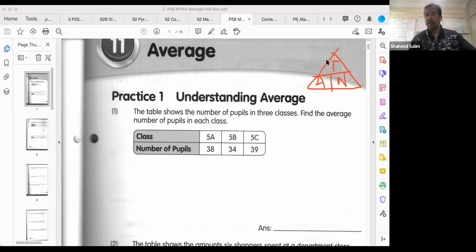You know how to use this triangle, right? So now they want you to find the average. Find the total value, the number of all the students, divided by the number of classes. Then you can get the number.